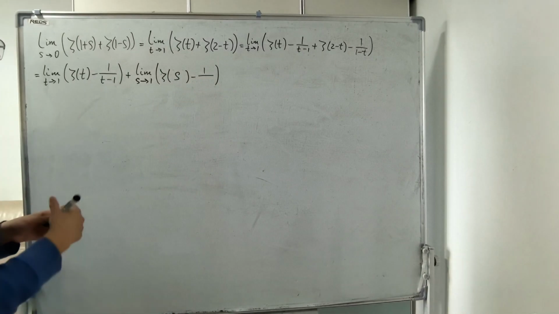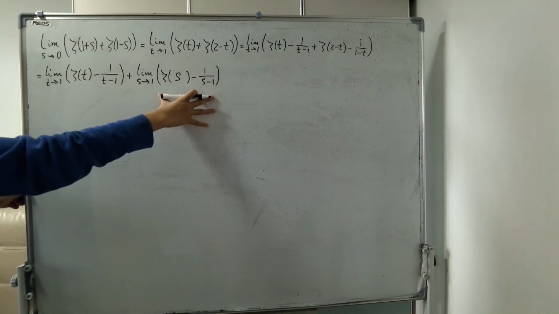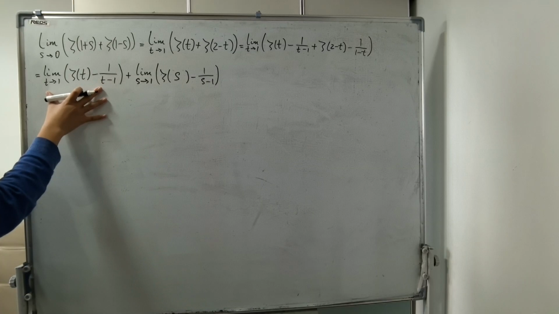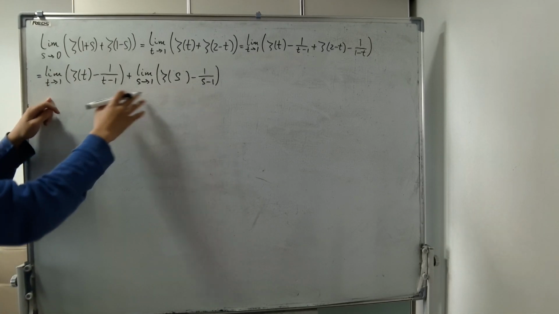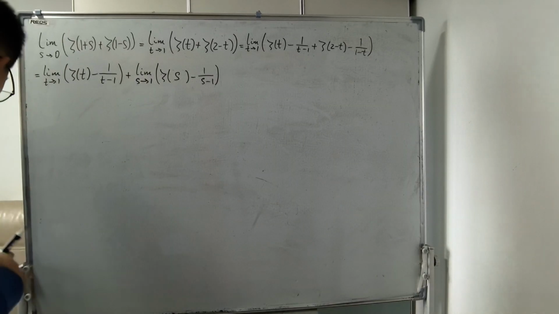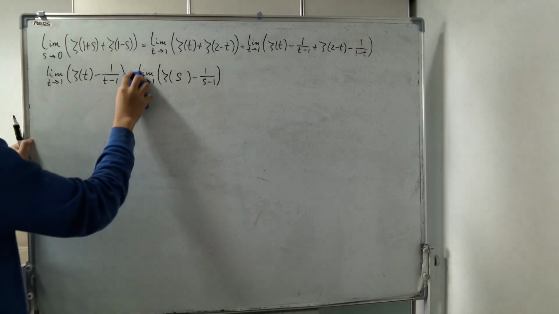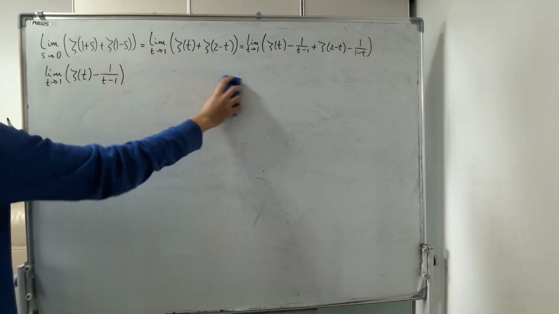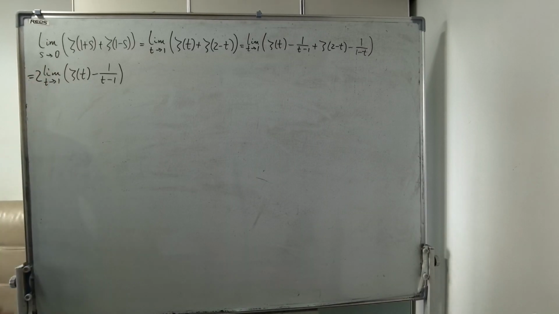Yeah, 1 minus 2 is negative 1, so we have s minus 1. Okay, so these two are in the same form. This one has t as the variable, this has s as the variable. So we can combine these. So we get, I'm just gonna write it here, I suppose. We're gonna combine these two, and then what we actually get is just twice this.